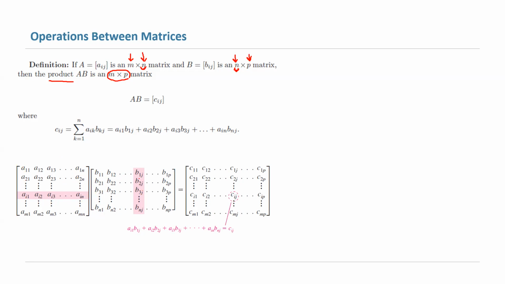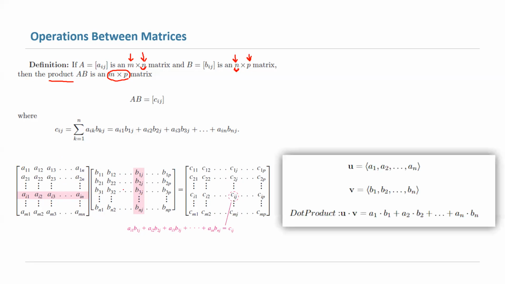And in general, if you take the ith row and multiply it by the jth column, you're basically finding the dot product between these two vectors. As you remember the dot product, if you have u as a vector a1, a2, an, and v, another vector b1, b2, bn, then you can find the dot product by just multiplying the corresponding components and then adding them together. You're basically doing the same thing here. You're taking the row and multiplying by the column one by one and adding them together, finding the dot product.